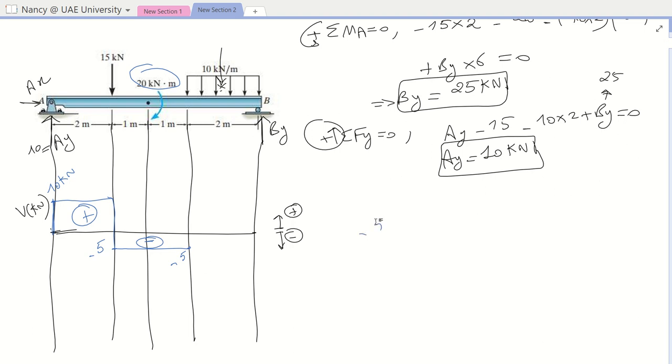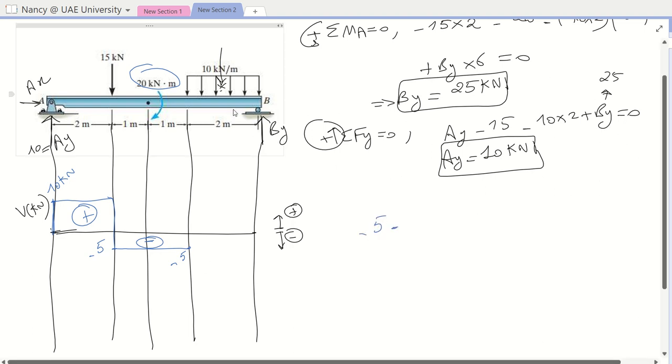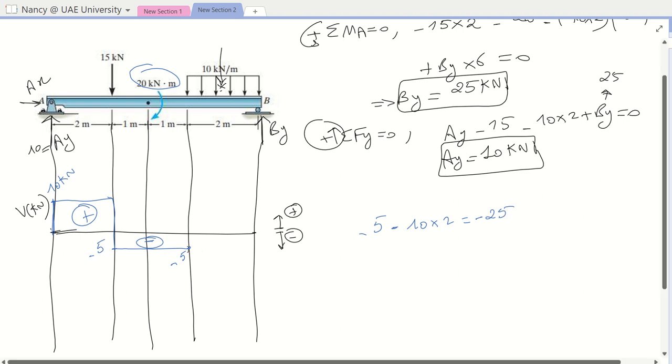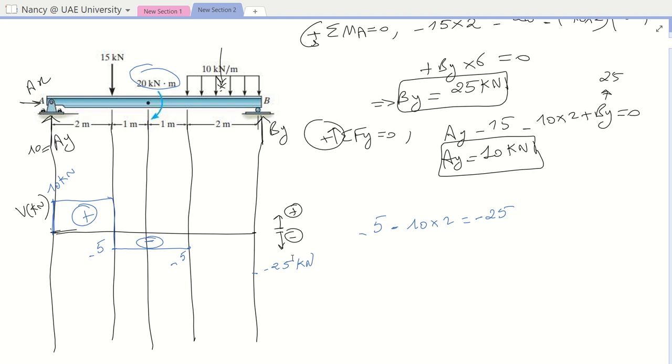I have to do minus 5 minus the area of my distributed load, which is 10 times 2, which is 20. So here I will get minus 25. So I have to move from -5 till -25 kilonewton.